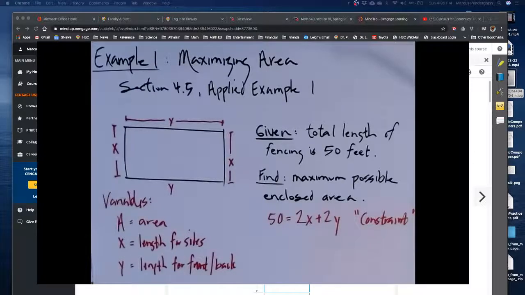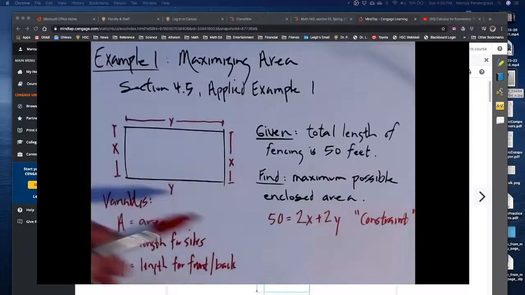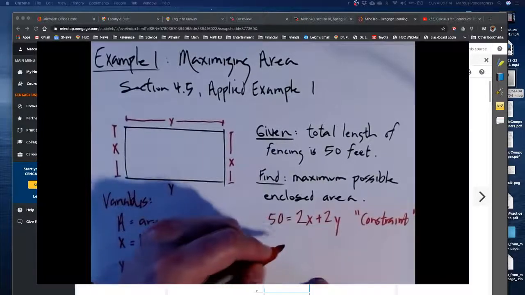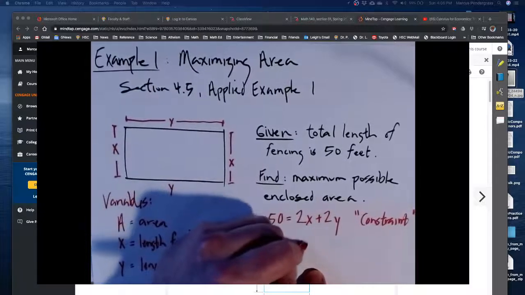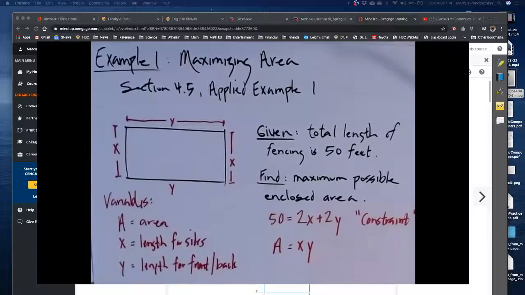The other variable that we're interested in is area. And of course this is a rectangle, so we can relate that variable to the other two variables. Area of a rectangle is just the product of the side lengths. So A equals X times Y relates the variable I really want to aim towards here, which is the area, I want to maximize that, to those two side lengths X and Y.